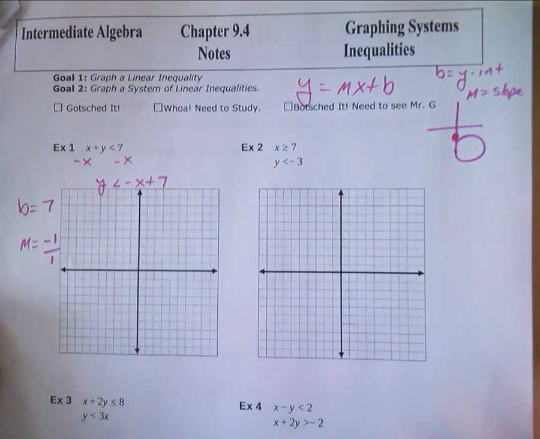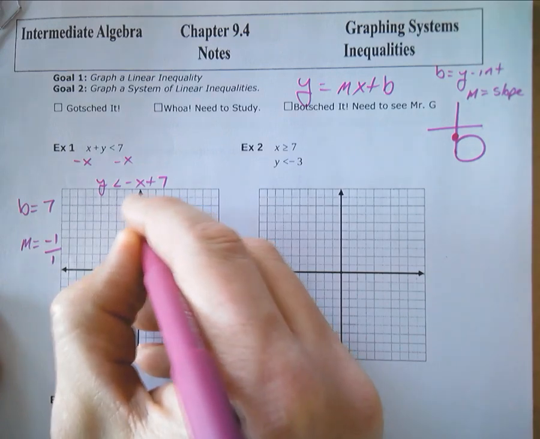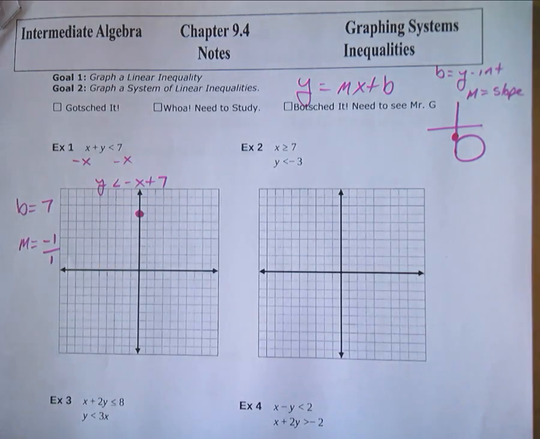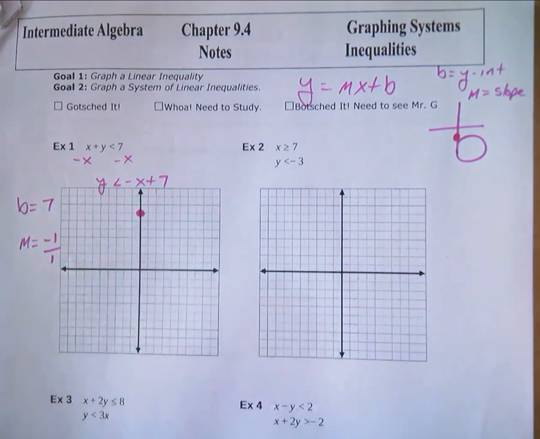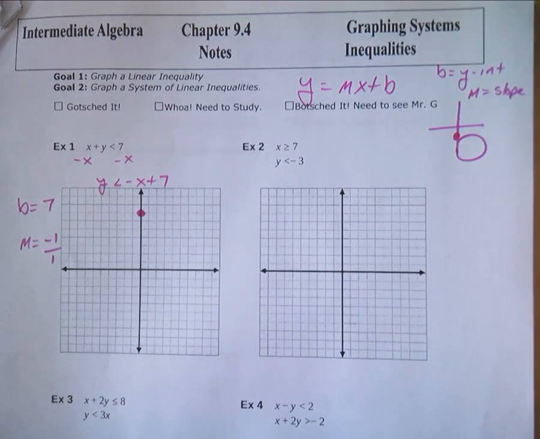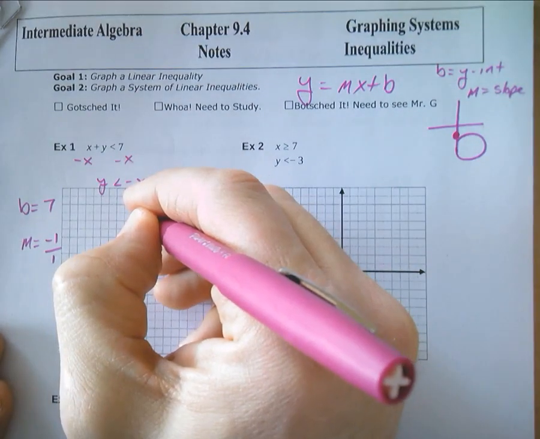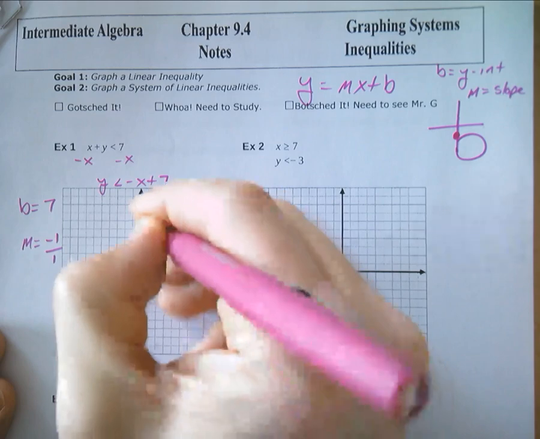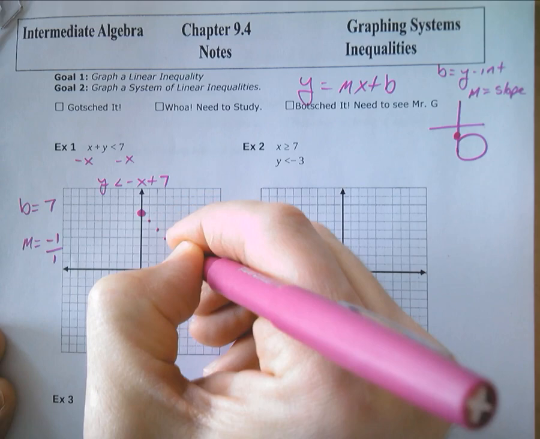Okay, so we count up. We put our pencil on the b: 1, 2, 3, 4, 5, 6, 7. It's not hard, as you see. Now it's time for rise over run, and then we will graph you. I put my pencil on the b, then we do our rise over run. We go down 1 over 1, down 1 over 1, down 1 over 1. That is the graph of your line.